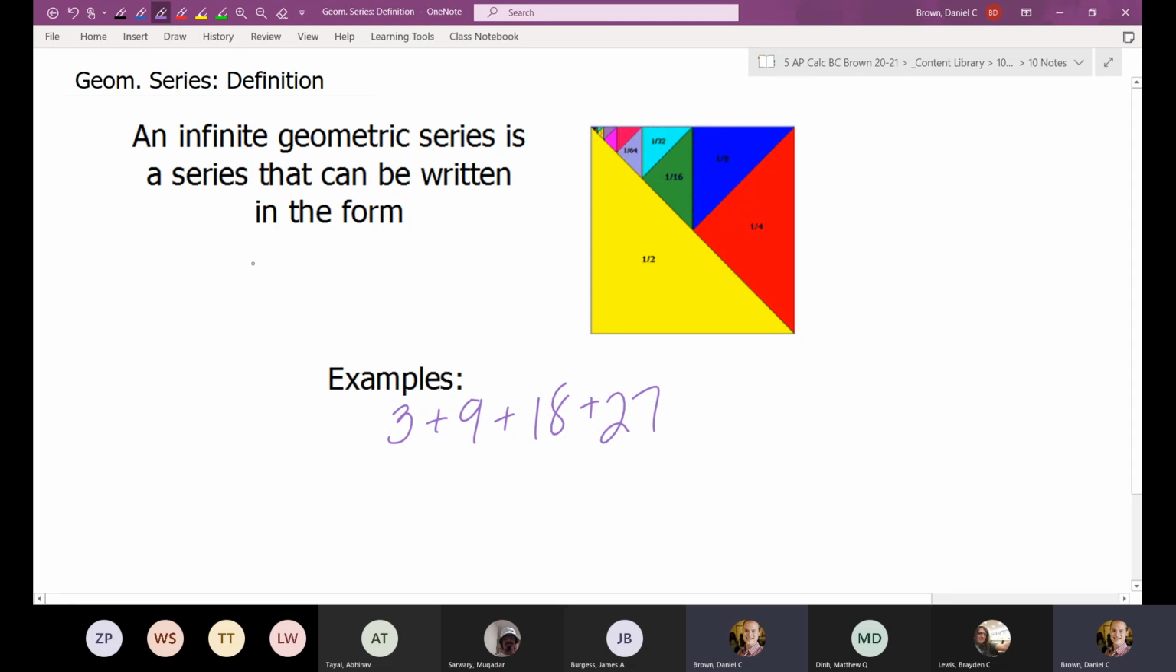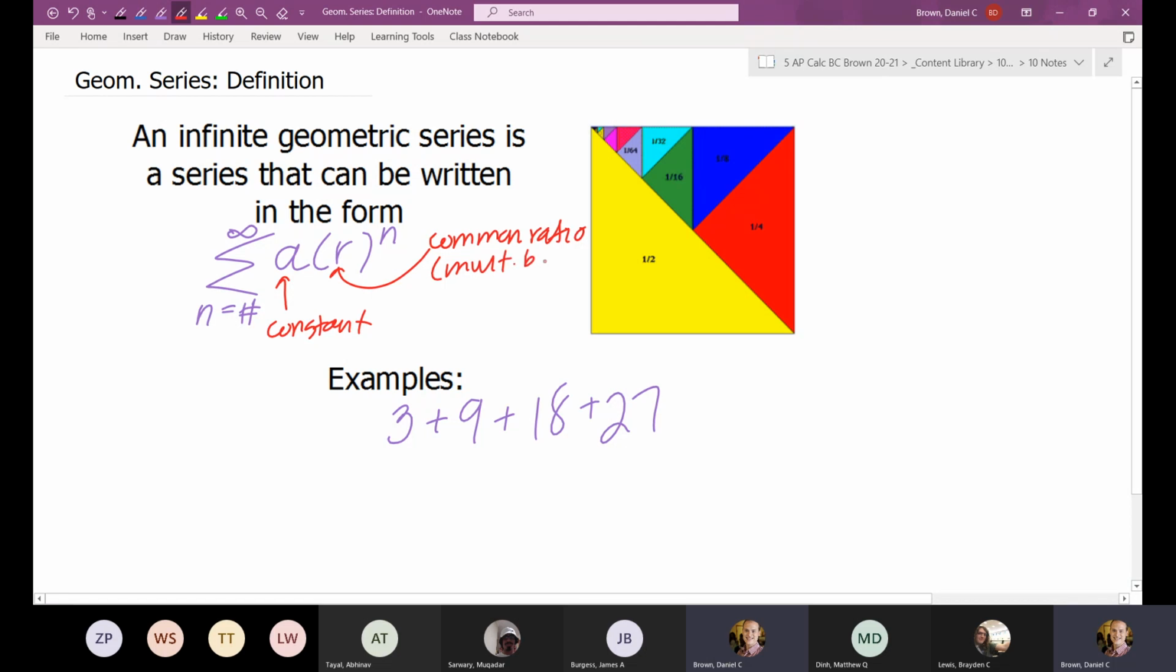Since you're going to be multiplying by a term each time, all geometric series can be written in the form of the sum of a times r to the nth, starting at any number, and we're going to be doing infinite series, so that top part is going to be infinity. A is just some constant that we have, not necessarily the first term. That r value does have a name. It is called the common ratio, and it's what we are multiplying by to go from term to term.